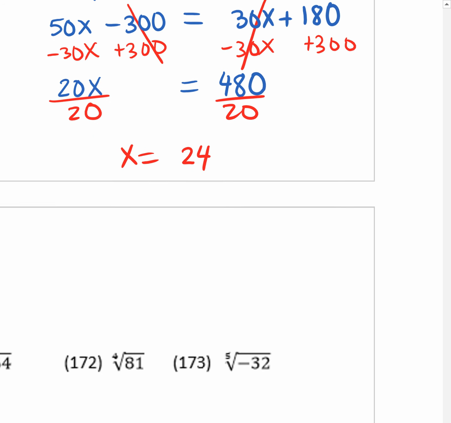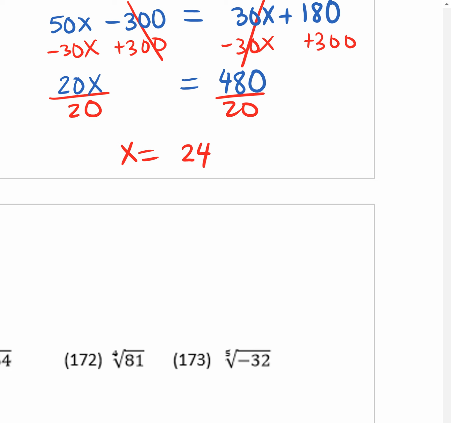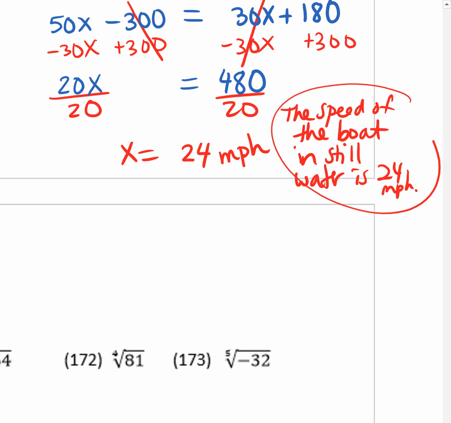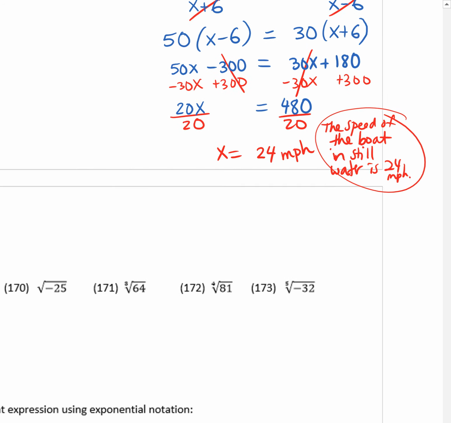We said let x be the speed of the boat in still water. And they were talking about miles per hour. So it must be that the speed of the boat in still water is 24 miles per hour. Nice.